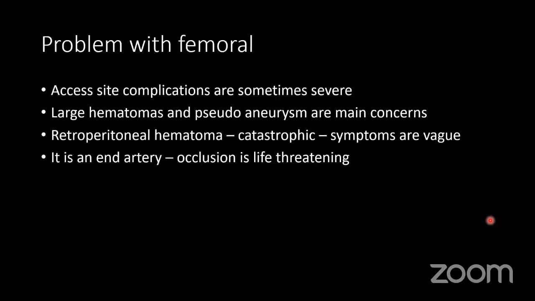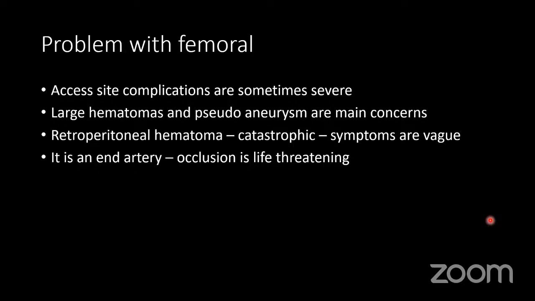So this was the most commonly accessed vessel, and still this vessel has many problems. The main thing is the access site complications, which can sometimes become very severe, including large hematomas and pseudoaneurysm. These two are the main concerns, and also retroperitoneal hematomas, which are a nightmare in this scenario, catastrophic, and the patient's symptoms will be vague, like lightheadedness, tiredness, sweating, tachycardia, altered sensorium, or just paleness.